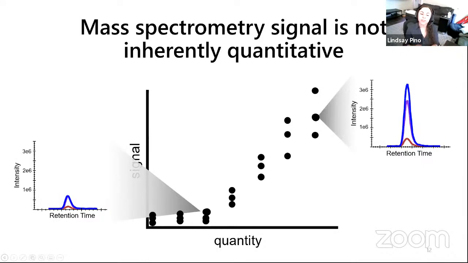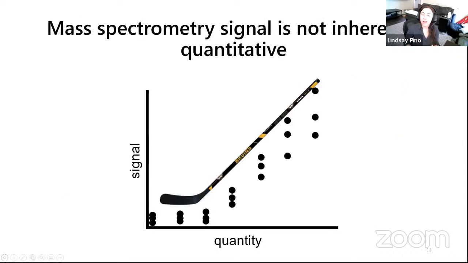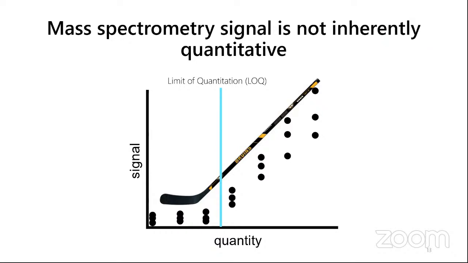So when we plot these quantity versus signal charts, we get a hockey stick shape. This is because every single analytical instrument, not just mass spectrometers, has this limit of detection, this limit of quantitation. At some point, even if you decrease the quantity that you're trying to measure in the mass spectrometer, you no longer get a change in signal. That point at which you've decreased the quantity, but there is no change in signal, is the limit of quantitation.